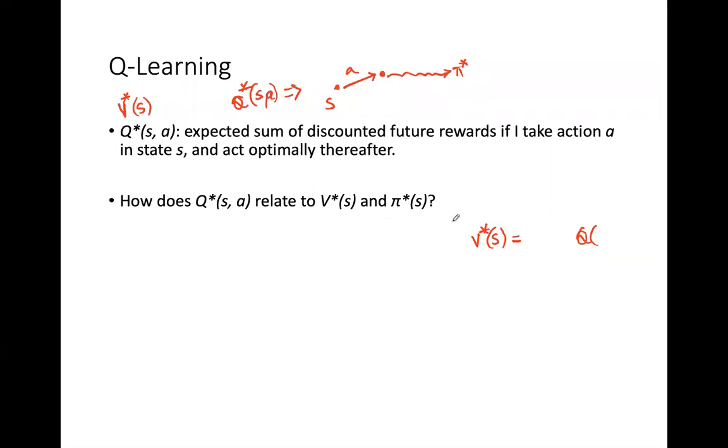So Q star says, I have to take action A in this current state and then act optimally thereafter. V star says, if I'm in state S, what is the value of acting optimally every step of the way, including in the current step, right? So the only difference is what we do on this first step. So if we want to relate these two things, then to recover V star from Q star means I should probably act optimally on this first step too, because acting optimally thereafter is already folded into this definition.